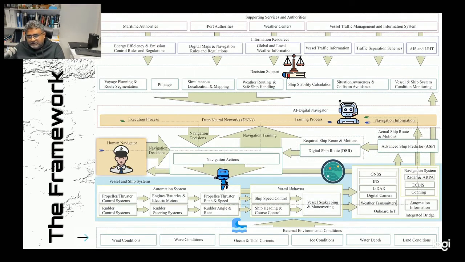So this is the overall framework that we have discussed in this video. The bottom layer is the external environmental conditions. Then the vessel and the ship system are in the next layer of this framework, and the following layer consists of the human navigator. Then there are two important technologies that we have proposed to support the human navigator as well as the digital navigator in future vessels: the advanced ship predictor and the digital ship routes. The next layer is the digital navigator, and the following layer consists of various decision support systems. The top two layers in this framework consist of the information resources and then supporting services and authorities.